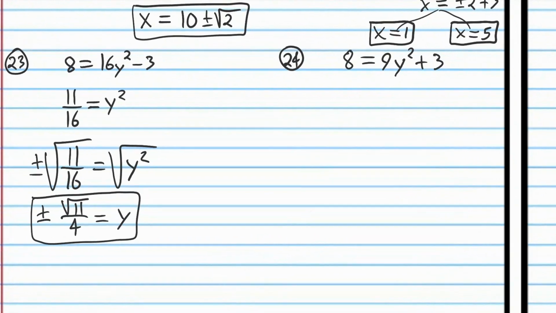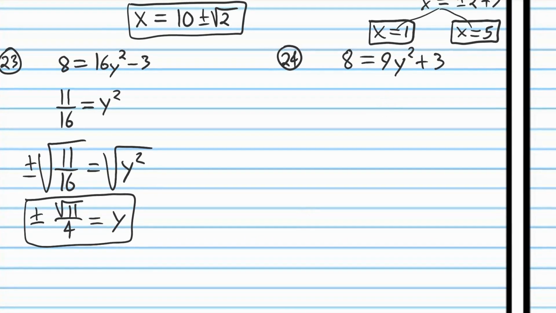Now you try number 24, and when you come back, we'll do it together. All right, so we're going to do 2 steps in our head, and we get 5 over 9. And then we're going to square root both sides as usual. And by the way, make sure that your square roots go over the entire fraction.